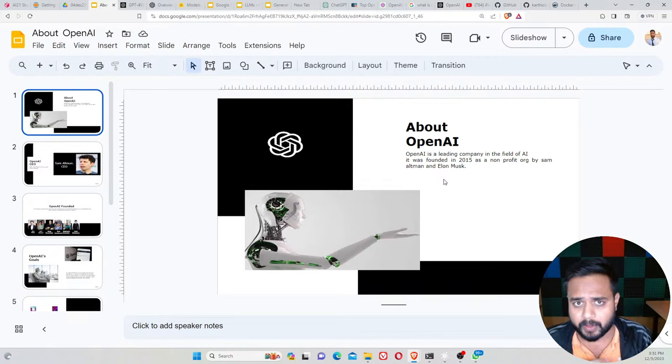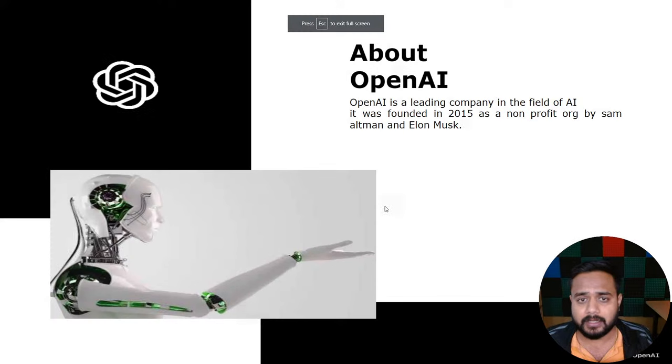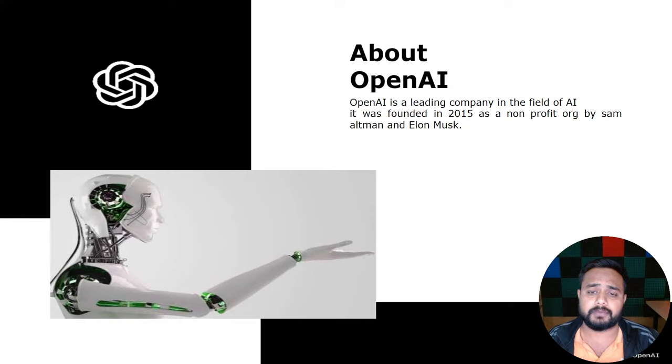So here, let me start the slideshow. Over here, guys, you can see OpenAI. What is OpenAI? OpenAI is a leading company in the field of AI. It was founded in 2015 as a non-profit organization by Sam Altman and Elon Musk. As we know about the founders of OpenAI, I think we are aware of these names, right? Sam Altman and Elon Musk. And it was founded in 2015 as a non-profit organization just for research purposes.